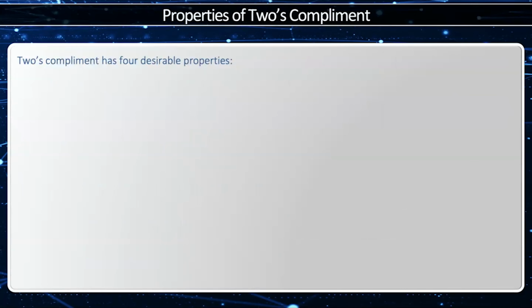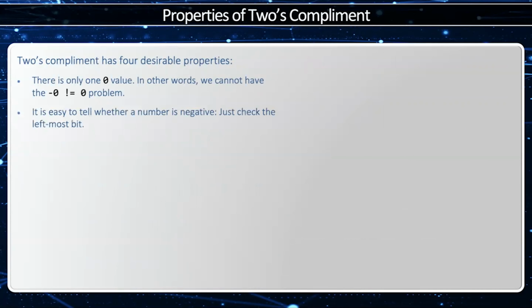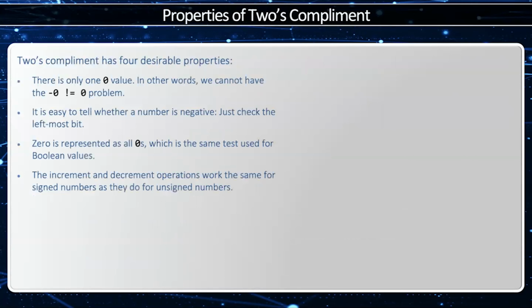Now, the question is, why do we use 2's complement? What's the advantage? Well, reason number 1 is there's only one value for 0. In other words, we don't have the negative 0 not equals 0 problem we had before. The second, it's easy to tell whether a number is negative. Just check the leftmost bit. Third, 0 is all zeros, and that's true whether we're using negative numbers or positive numbers or anything else. I can very easily check if a number is 0. And finally, increment and decrement work the same for signed numbers as they do for unsigned numbers. What does that mean?